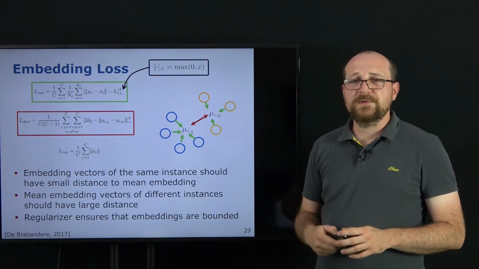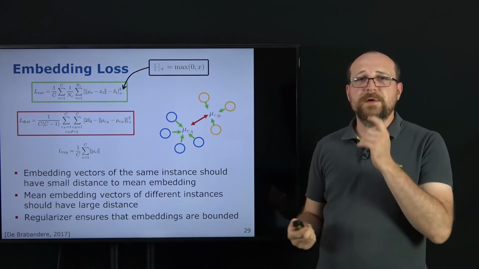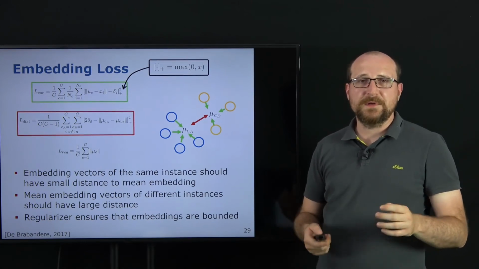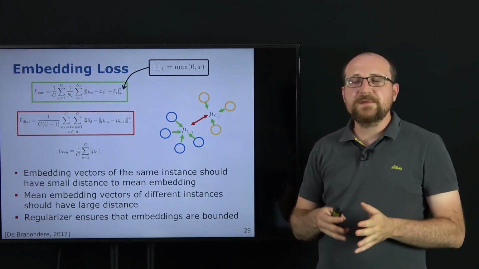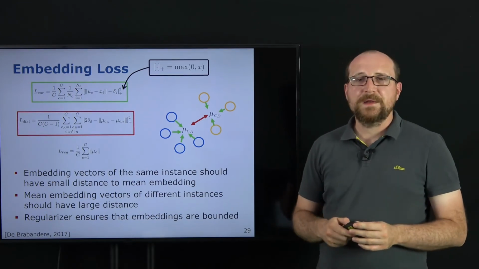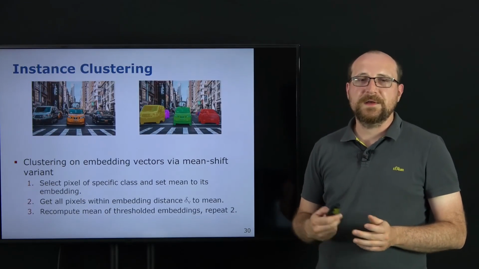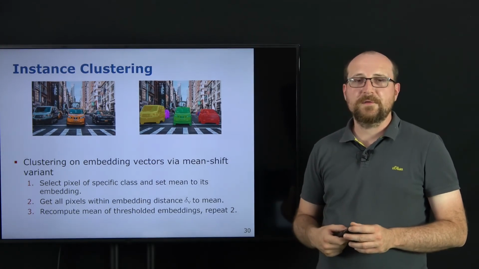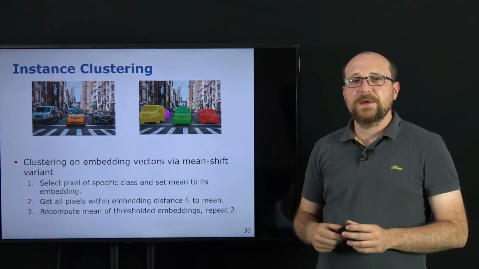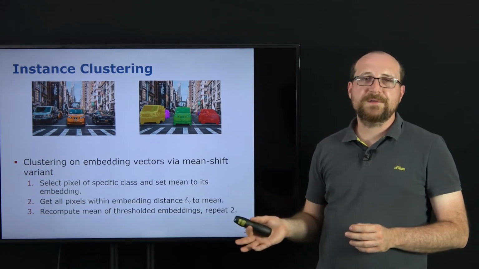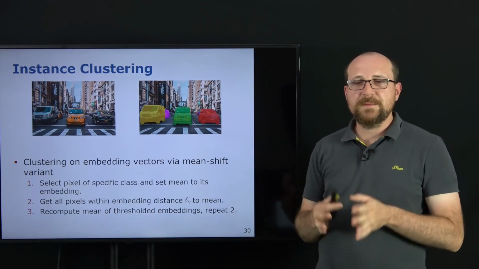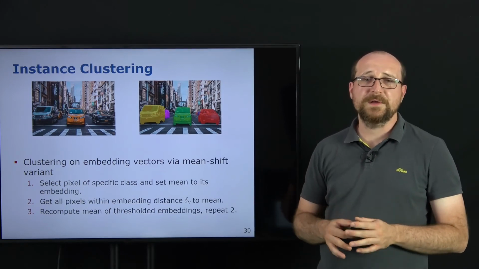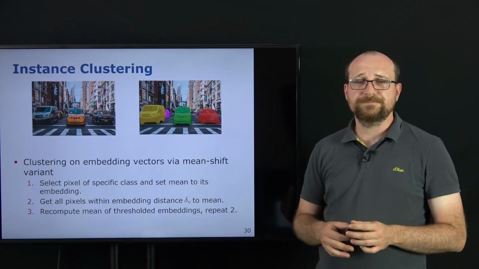And by doing this, we can then infer embedding vectors for each pixel, such that the embedding vectors of, hopefully, the same instance are close together. And then for the instance clustering, we can use something like mean shift, in this case a variant of the mean shift vector. And as you remember, the distance of the same instance should be learned in a way that it's smaller than delta v.